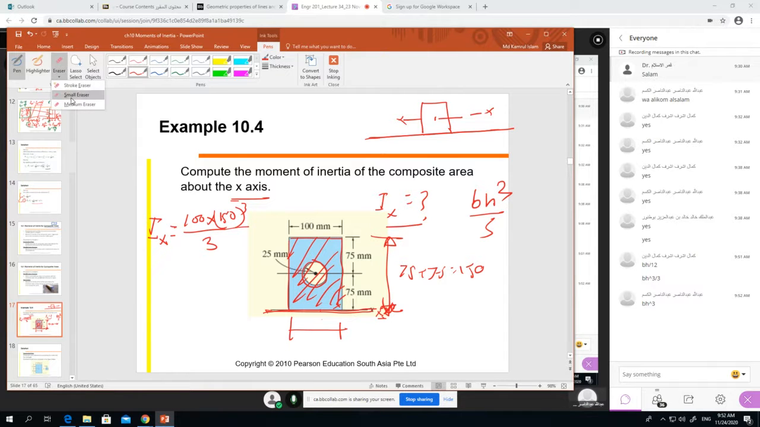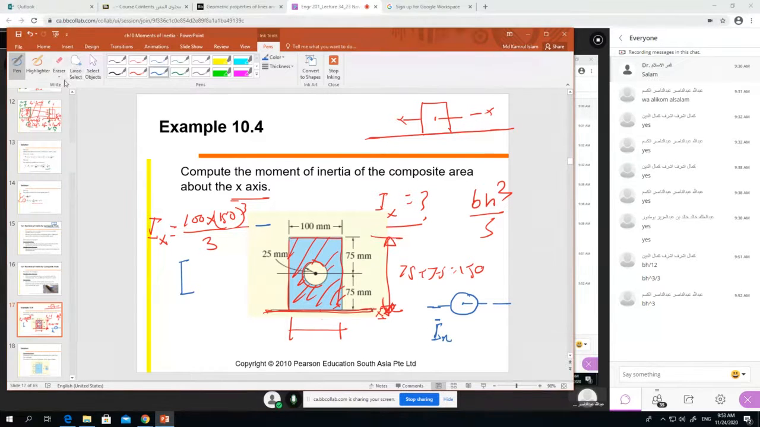But the problem is, this is the hollow area, it is not there. So we have to deduct the area. Deduct means minus, for the circle. Now my question is about the circle. The circle center is here. With respect to the circle, what we learned, the moment IX, with respect to the center, is I bar X.